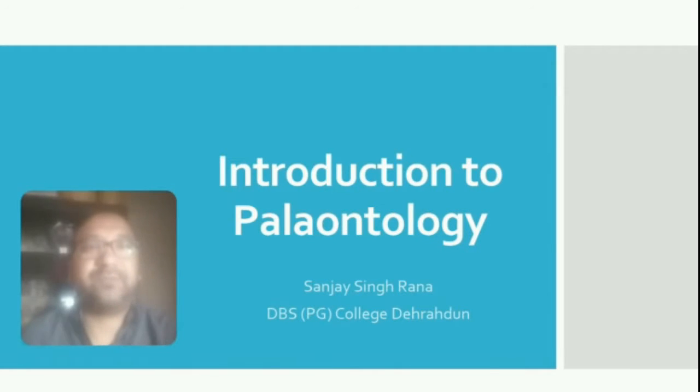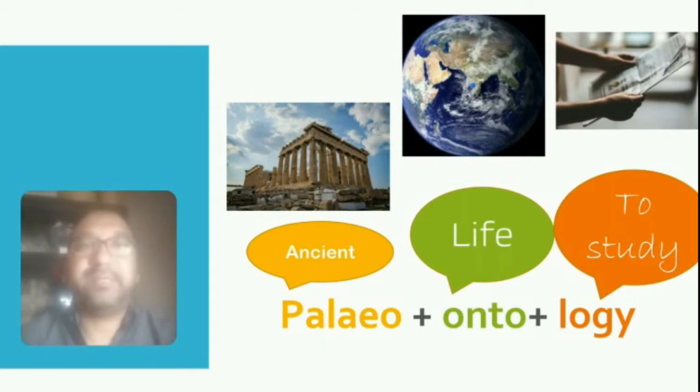So first of all, what is paleontology? Paleontology is made up of three words: paleo, onto, and logy. As you can see, paleo means ancient, onto is life, and logy is to study. So paleontology is to study ancient life.